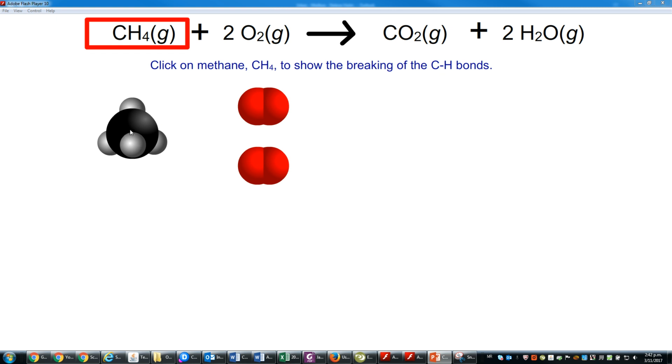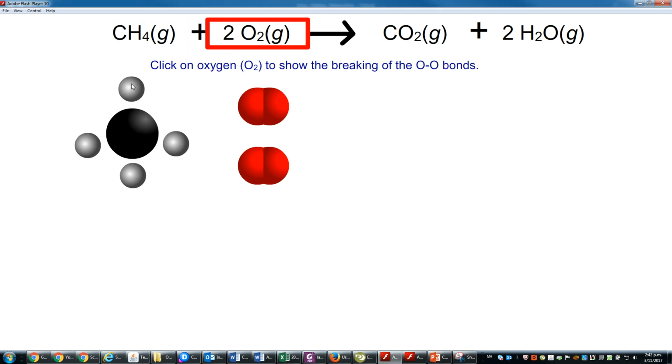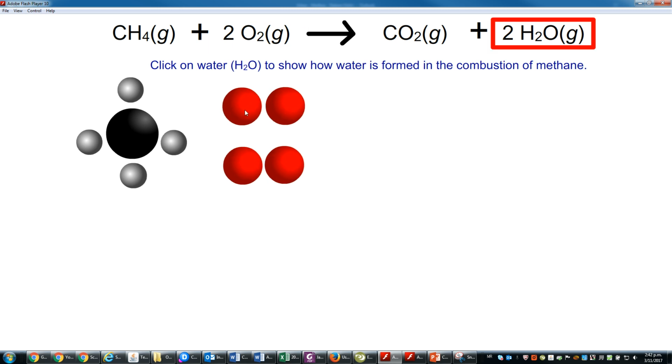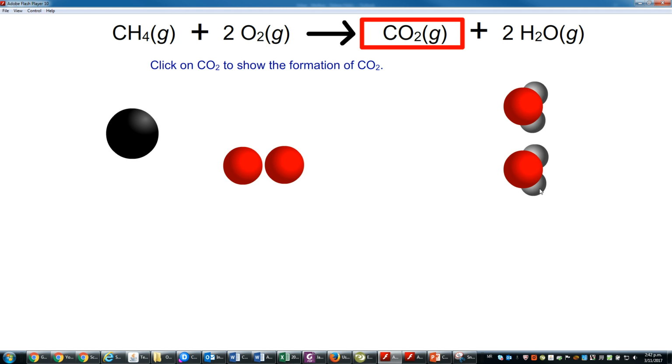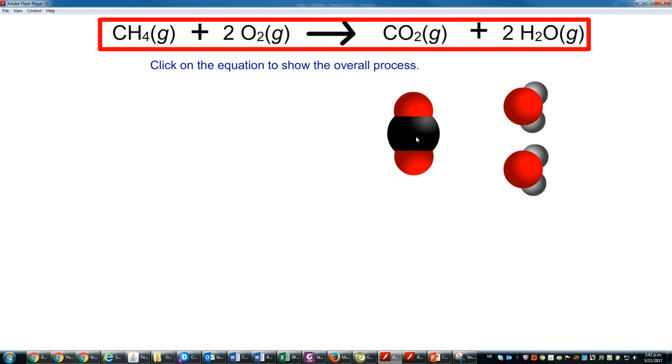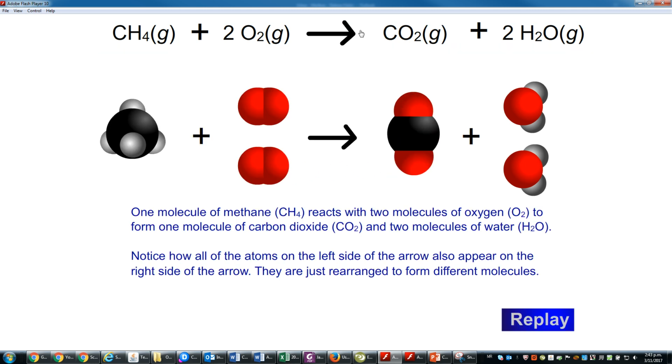If I have methane, then what has to happen is I have to break my carbon-hydrogen bonds. I have oxygen molecules, and I have to break the bonds between the two oxygen atoms in each molecule. And then those atoms will rearrange to give me two water molecules and one carbon dioxide molecule. So what's going to happen is one methane reacts with two oxygen molecules to form a carbon dioxide and two water molecules.